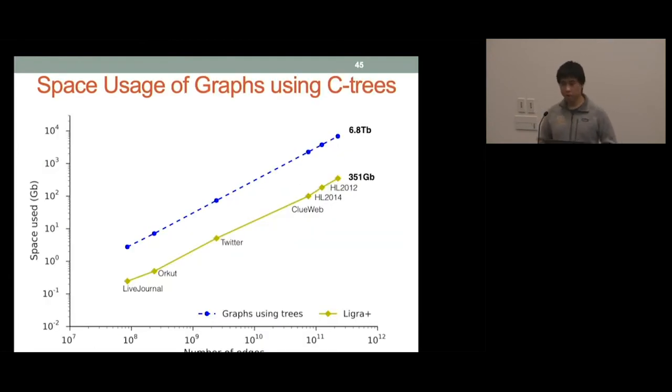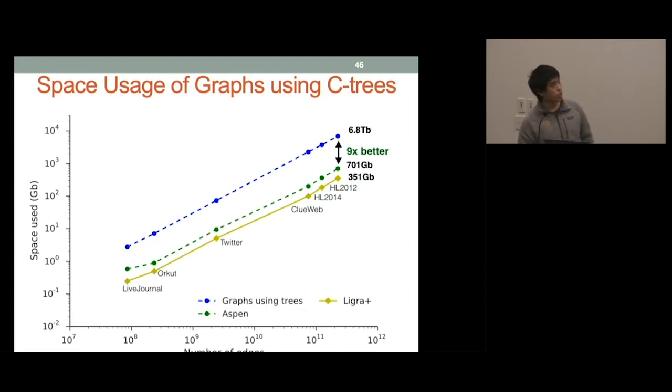So with this C-tree representation, we're able to bring the space down to about 700 gigabytes. So it's now 9 times better than our original representation, and the overhead over the static graph representation is just a factor of 2, which we think is a pretty reasonable trade-off to make to be able to support queries and updates concurrently.